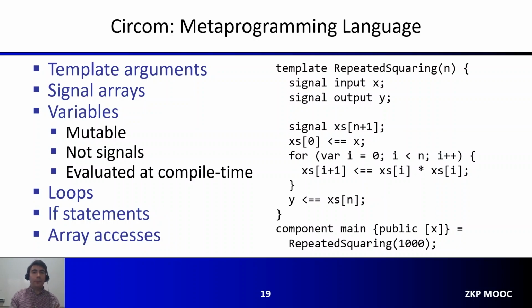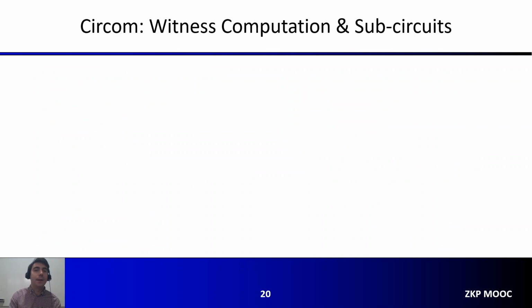Okay, so this is a slightly more complex example, and it shows off how you can use variables, how you can use template arguments, and how you can use loops in Circom. Now I want to tell you about two additional features. I want to illustrate how witness computation, or how signal assignment, is more general than R1CS, and then also I want to show off subcircuits.